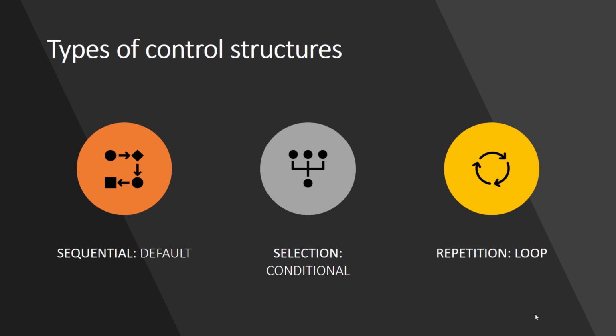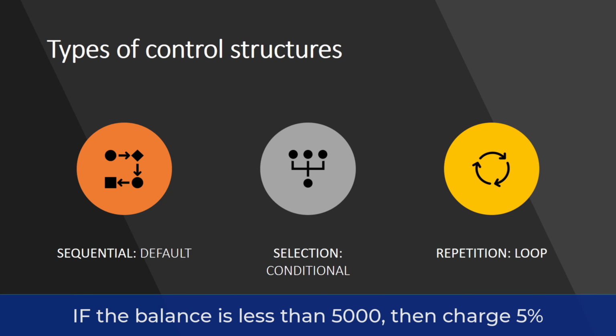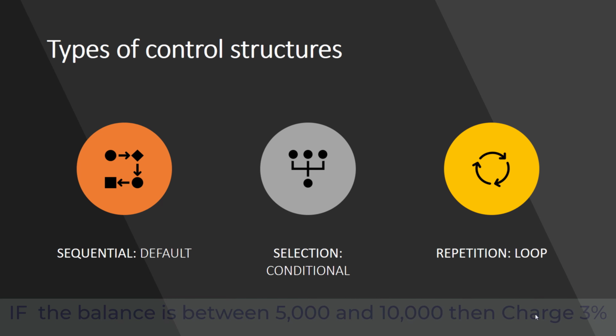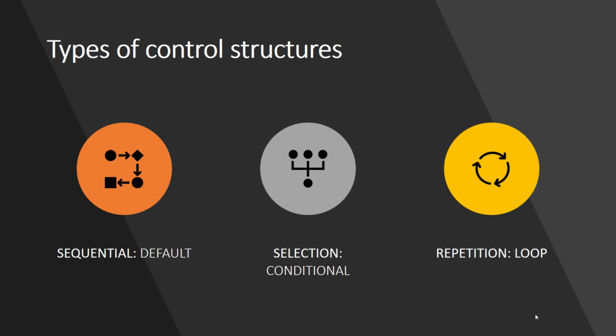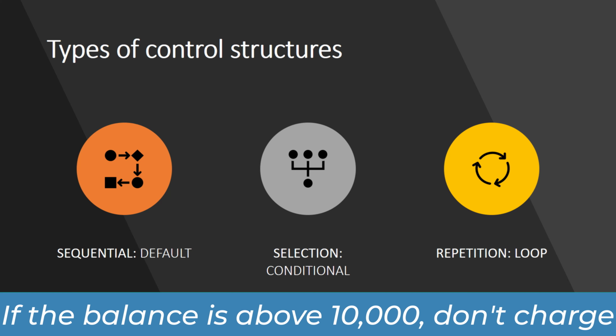The default execution of any program is sequential. This means that instructions in a program are executed from top to bottom, each line. Then you have conditional. The conditional flow is used for making decisions. For example, you may say, if the balance of a customer is less than 5,000, then charge 5%. If it is between 5,000 and 10,000, then charge 3%. If it is above 10,000, don't charge.